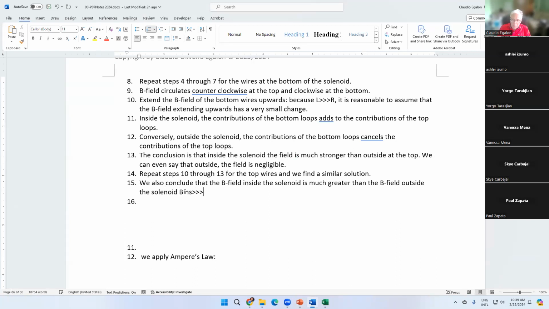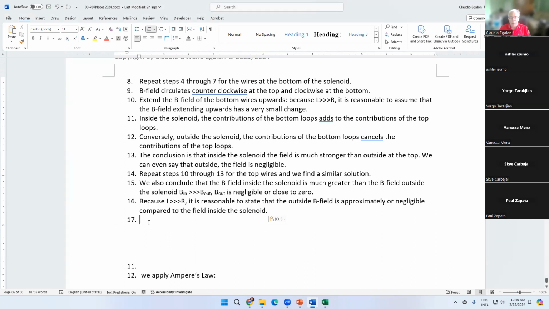In other words, B in, B out. Like that. In other words, B out is approximately zero. B out is negligible, or close to zero. We're not done yet. And I'm going to repeat here: because L is much greater than R.